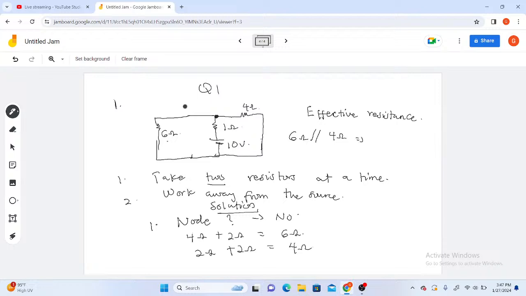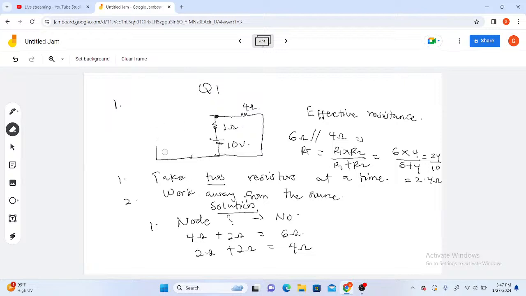And I'm going to get my RT from the parallel resistance formula. Realize it's R1 multiplying R2 all over R1 plus R2. And this is giving us 6 times 4 over 6 plus 4. That's going to give us 24 over 10, which is equal to 2.4 ohms. Hence, I will clean these 2 branches and replace them with a single branch. So I'll clean this, then let me maintain the other side.